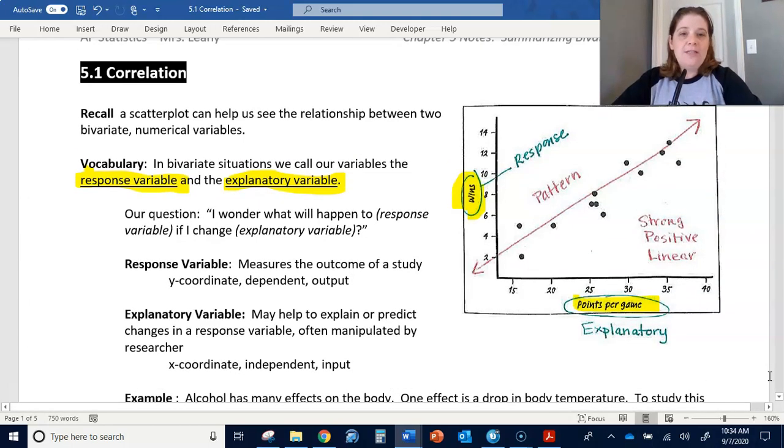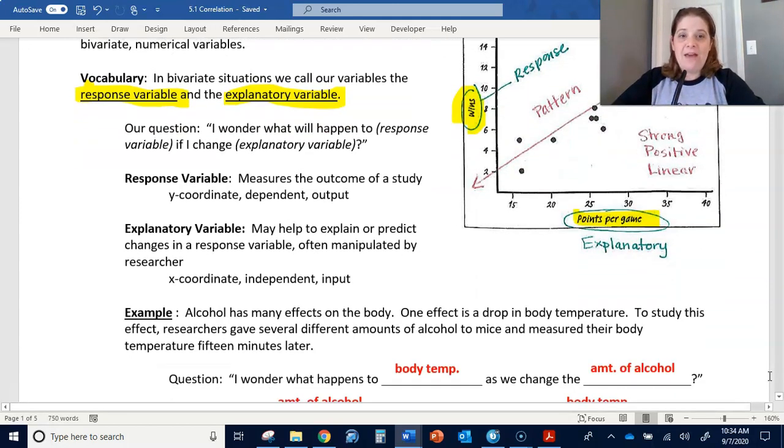The other thing that we're trying to decide is, is there any sort of pattern? And we talked about saying things like, well, how strong is it? Is it positive? Is it negative? What does the slope look like? Is it linear? Okay, and being able to make predictions based off of that value.